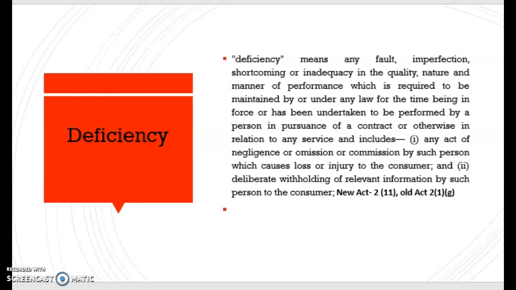manner of performance which is required to be maintained under the law for the time being in force, or has been undertaken to be performed by a person in pursuance of a contract or otherwise in relation to any service, and includes any act of negligence or omission or commission by such person which causes loss or injury to the consumer, and deliberate withholding of relevant information by such person from the consumer.